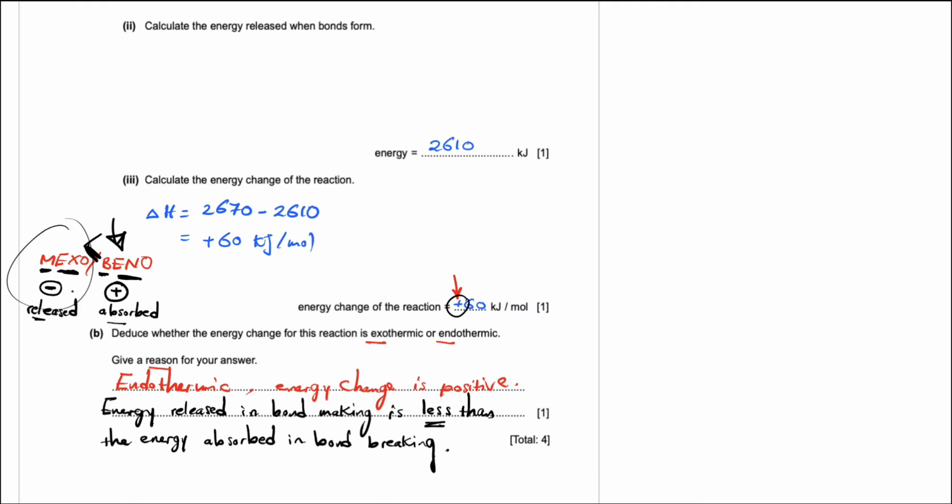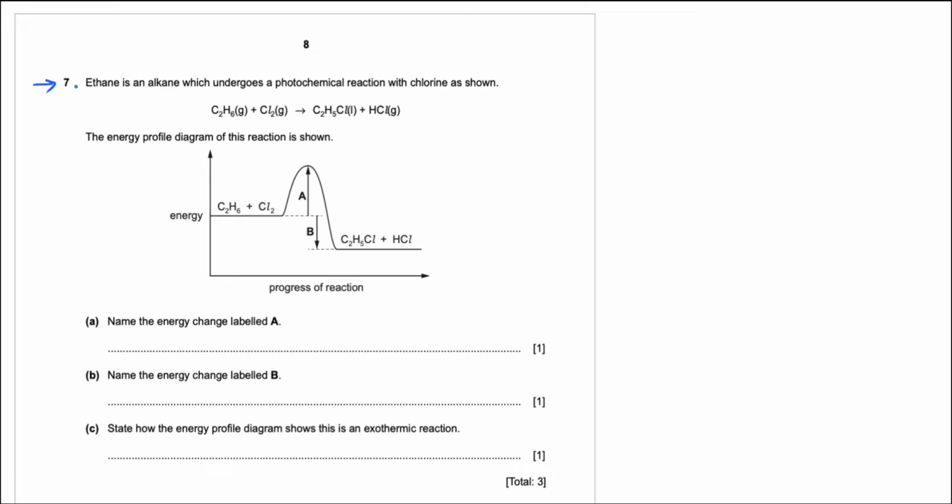So you have to refer to making and breaking bonds, and also you have to refer to whether releasing or absorbing energy. Next question. This is an energy profile diagram question. Sometimes we call it energy level diagram. Other times we call it reaction pathway diagram. So here you have the diagram already drawn for you, and you're just asked some questions.